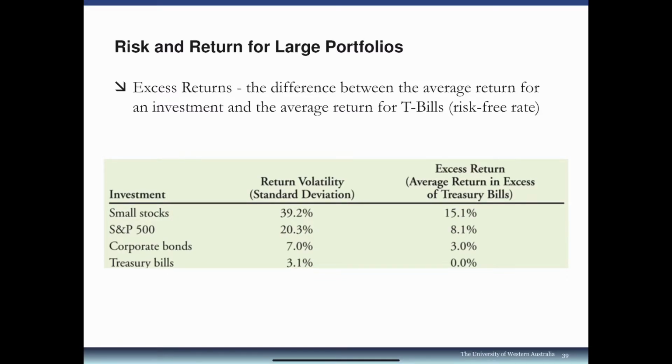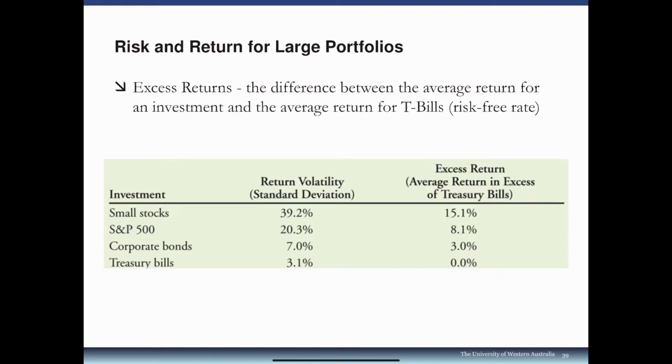All right, back to risk and return. The previous slides show you calculating the realized return for S&P, small stocks, corporate bonds, and treasury bills. Assuming that you know how to calculate realized volatility, which we showed you, and that you did that, you get a number. So the return volatility during the window is 39.2% for small stocks, 20.3% for the S&P 500, 7% for corporate bonds, and 3.1% for treasury bills.